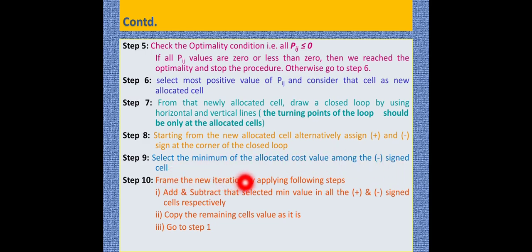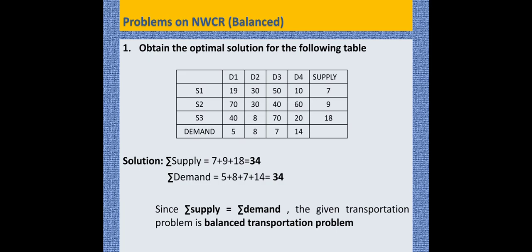Frame the new iteration by applying the following steps. Add and subtract the selected minimum value in all the plus and minus signed cells respectively. Copy the remaining cells' values as they are and go to step 1. So while solving the problem, you will come to know the steps very clearly. Now let us solve the problem.